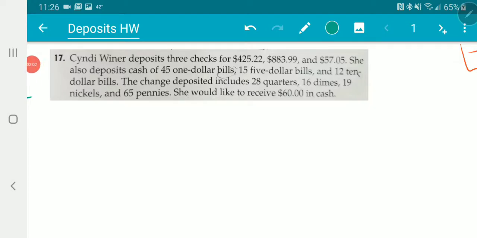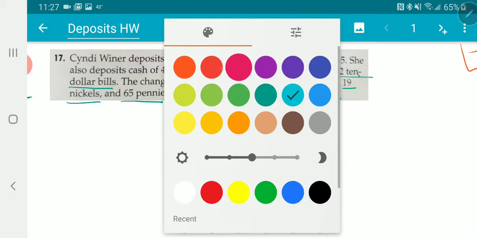This brings us to number 17. It says Cindy Weiner deposits 3 checks for $4.25 and 22 cents, $883.99, and $57.05. She also deposits cash of 45 $1 bills, 15 $5 bills, 12 $10 bills, and the change includes 28 quarters, 16 dimes, 19 nickels, 65 pennies, and would like to receive $60 in cash. Again, we're going to take this thing piece by piece.